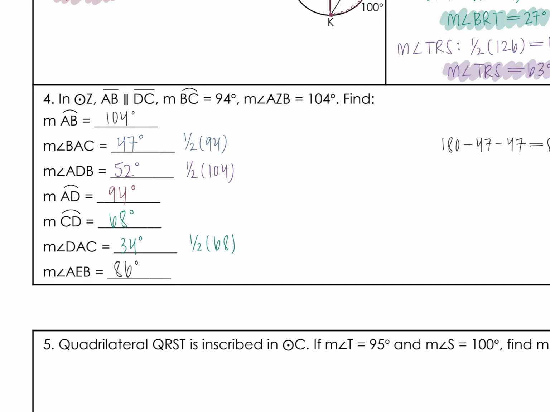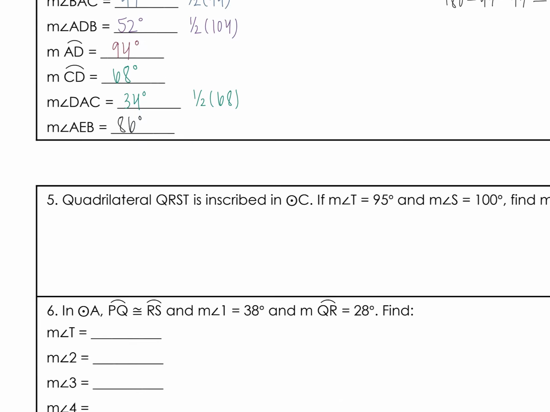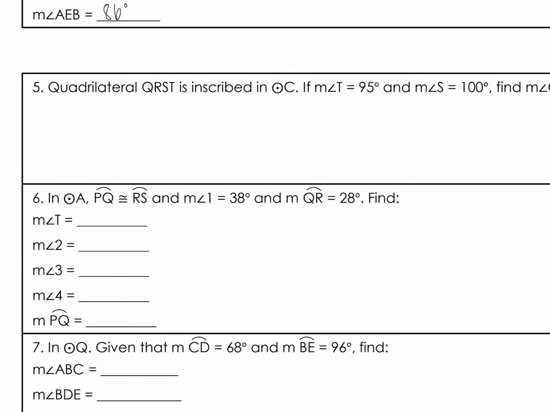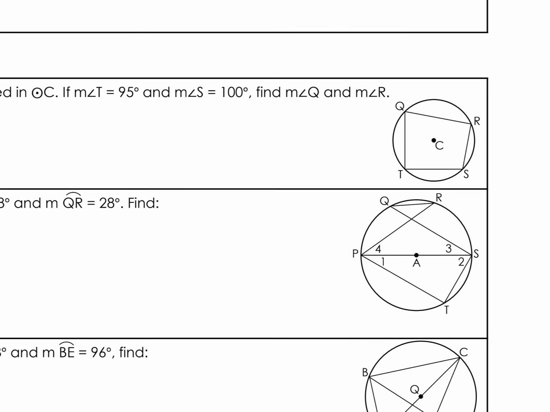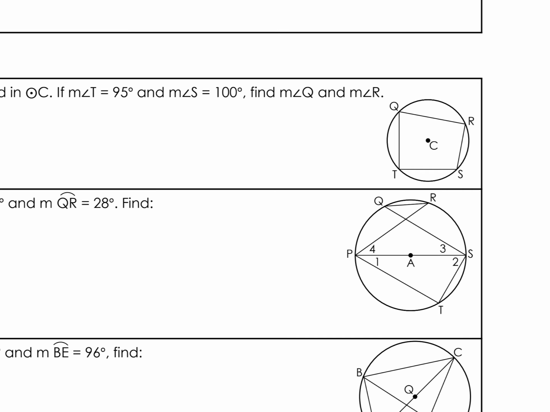Okay, now let's flip it over to the back side. We have 3 more problems to look at. For number 5, we have quadrilateral QRST inscribed in the circle C. We are given that the measure of angle T is 95 degrees, S is going to be 100 degrees, and we want to find the measure of angle Q and R.